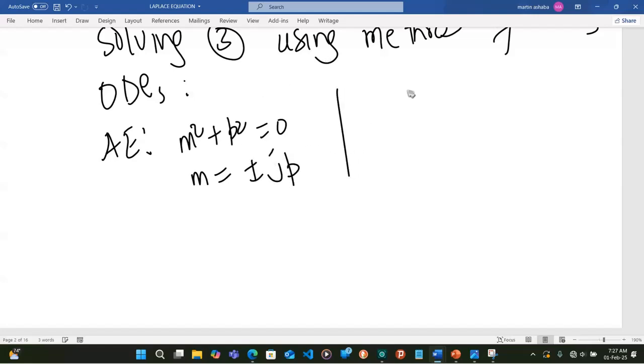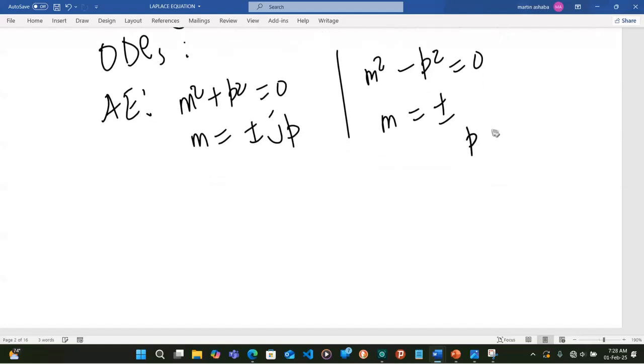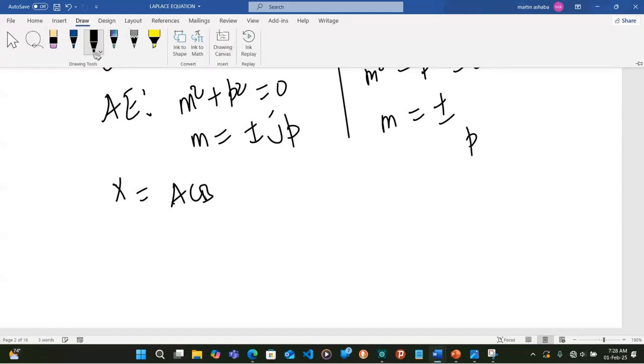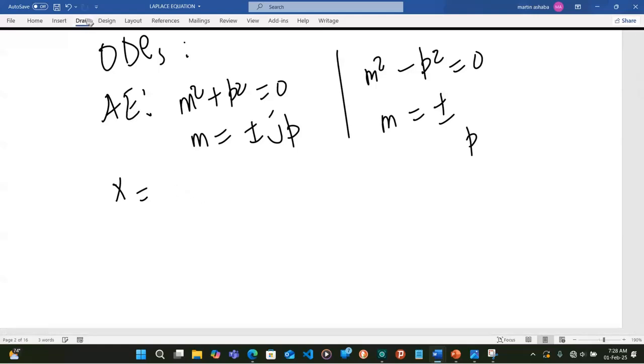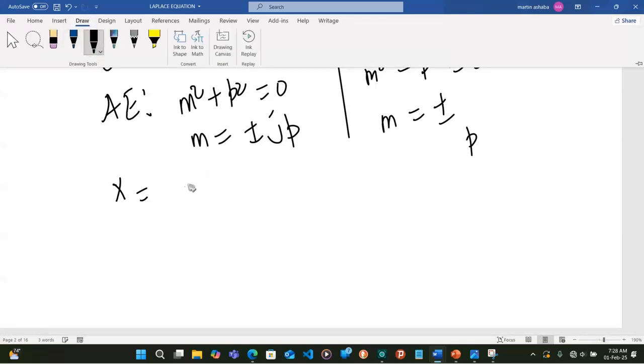And then for the other side, it will be m squared minus p squared is equal to 0, from which m becomes plus or minus p. So meaning, what solutions are we going to get? I will have x equivalent to a cos. Where does that come from? Let me just put it here so that maybe we later on do that.